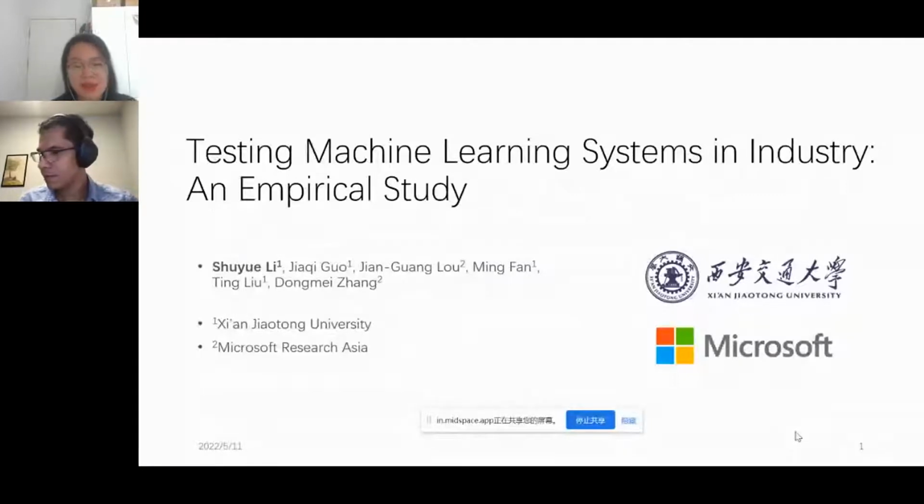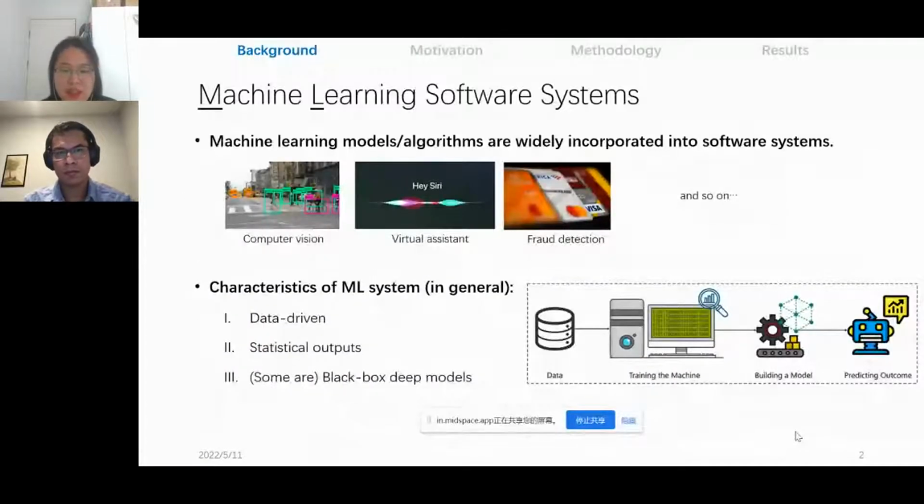I'm Shuyue Li from Xi'an Jiaotong University, and I will share one work of my team, which is an empirical study on testing the machine learning systems. First, I guess most of us are familiar with machine learning software systems, no matter in research or in our daily lives. In general, these systems have some new properties which do not exist in most traditional software systems. For example, their behaviors can be statistical and determined by data.